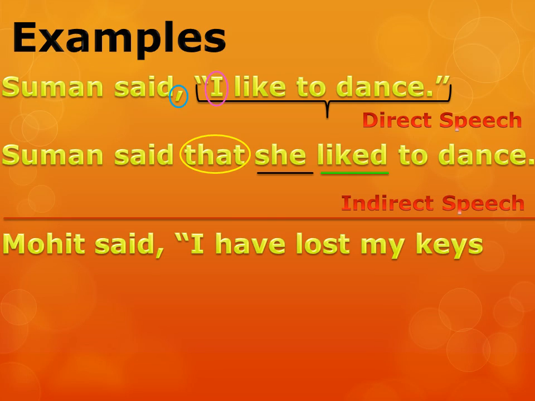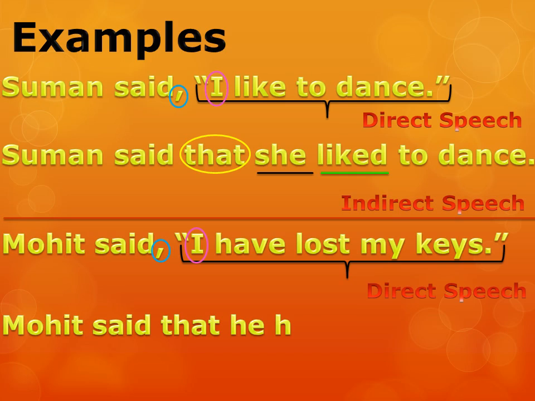Mohit said, "I have lost my keys." Now here in this sentence we see that again the comma has been used as a separator between the speech and the rest of the sentence. Then the first letter of the speech is in capital form. The actual words of the speaker are enclosed in inverted commas. So it is direct speech.